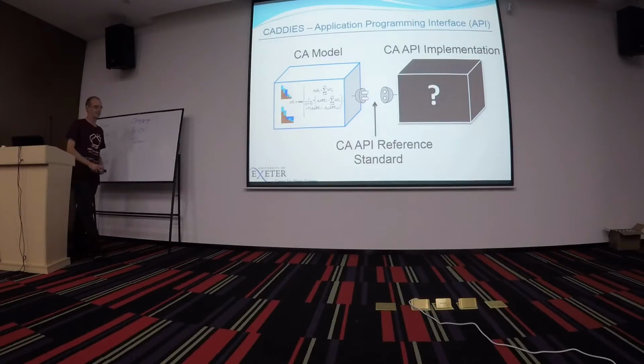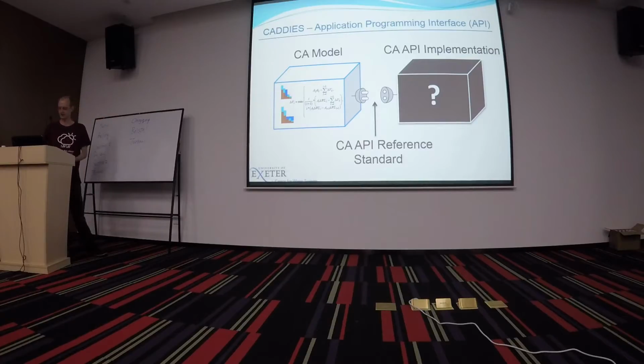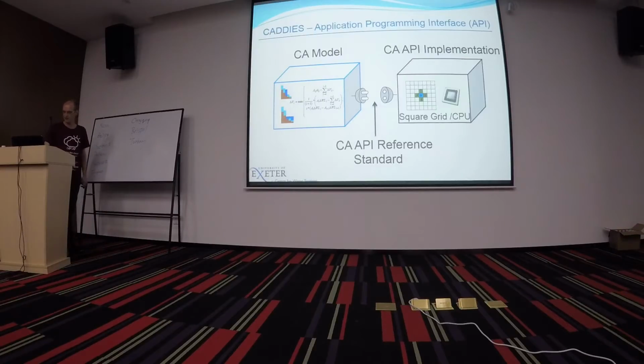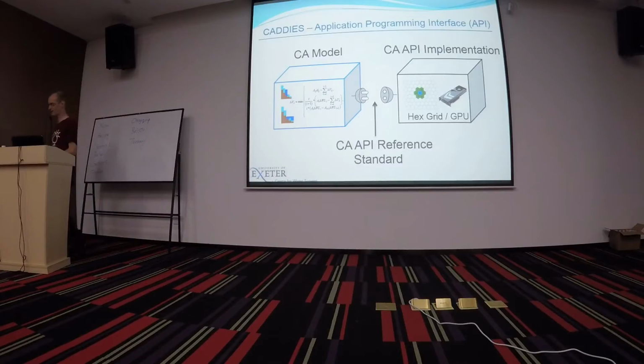To say, CADDIES itself is not the actual flow application, it is an API. It's designed to take a model, and that will plug in through the API, the application programming interface, into the implementation. And that is effectively a black box as far as the rule is concerned. So the idea being, that could be a square grid on the CPU or a square grid on the GPU, or it could be something completely different, like a hex grid on the GPU, just as an example, because we have only implemented that on the CPU thus far.